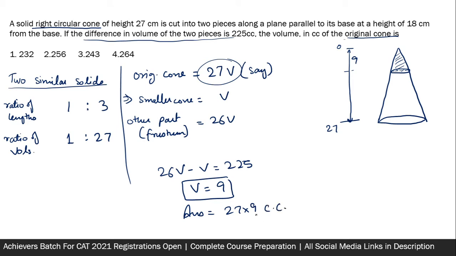So it's going to be a power of 3. There is only one option which is a power of 3, 243. It's 3 to the power 5. So I hope I was able to explain the question to you in a simpler way.